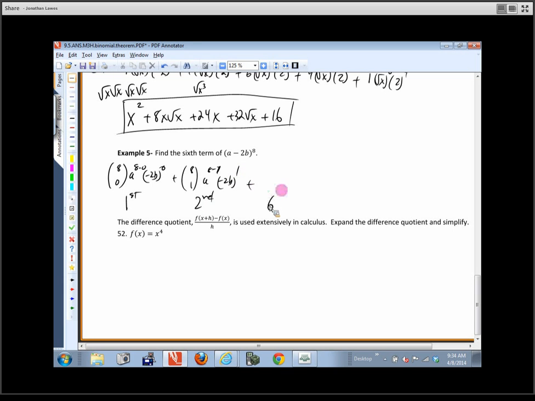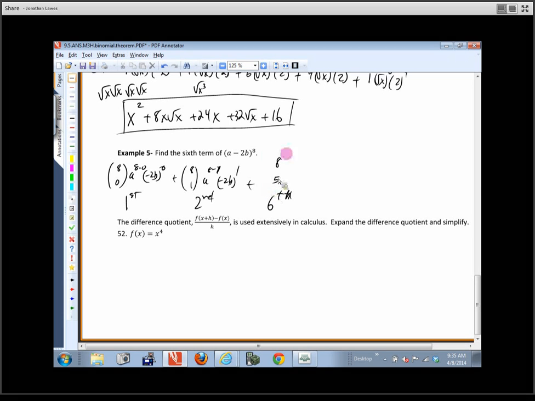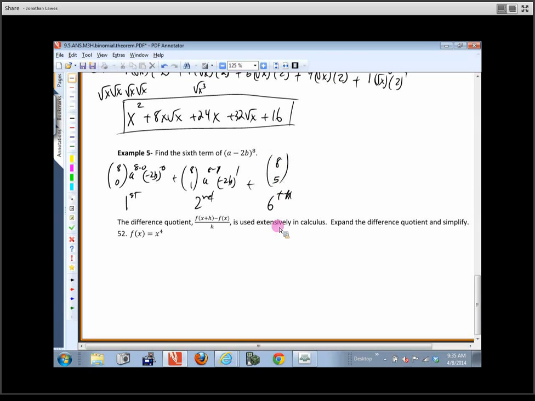So if I was on the 6th term, right? A to the 3rd, right? Because it would be 8 minus 5. Negative 2b raised to the 5th. So this is what I want to figure out. That's going to be the 6th term, okay? Easy problem once we figure out what the code is. The code is you got to figure out what the structure of this problem is.